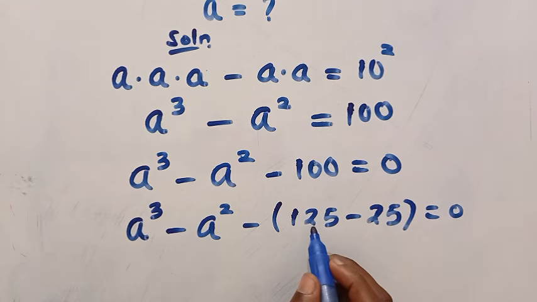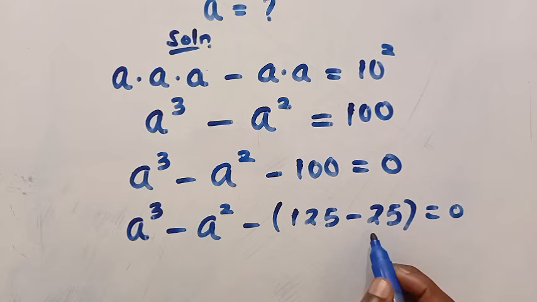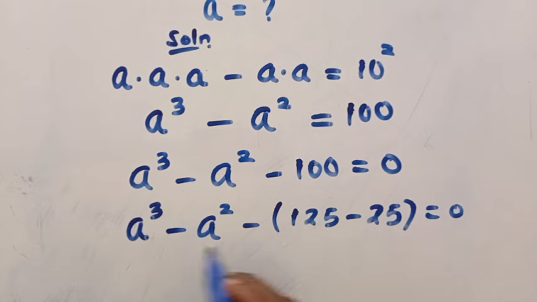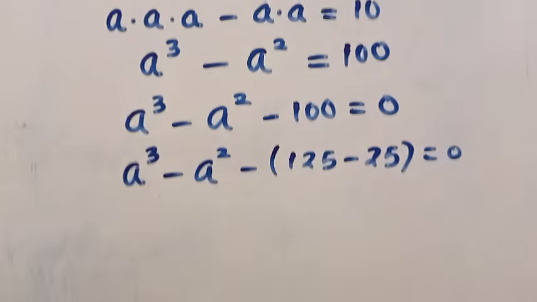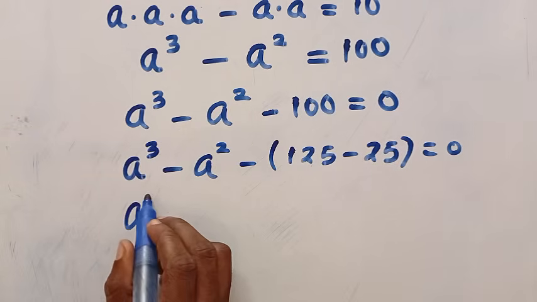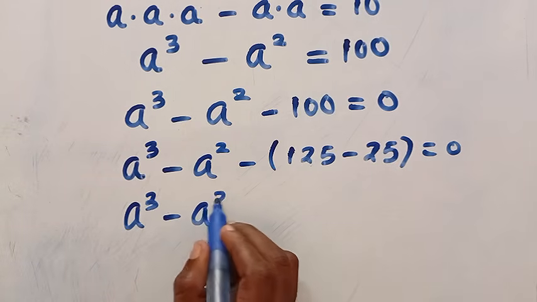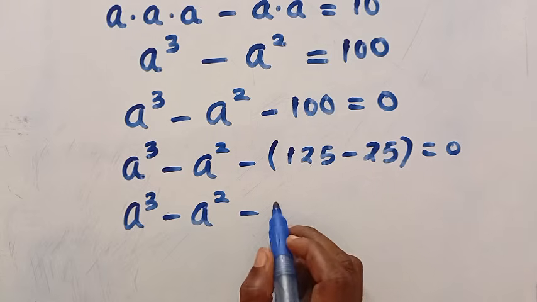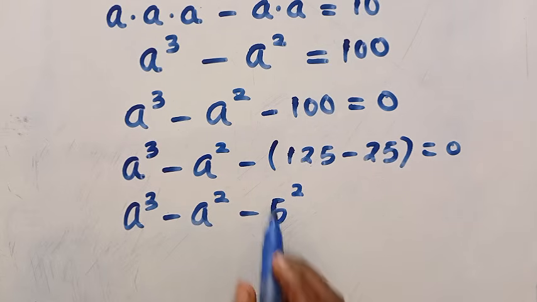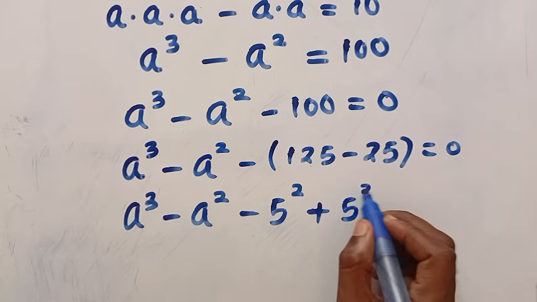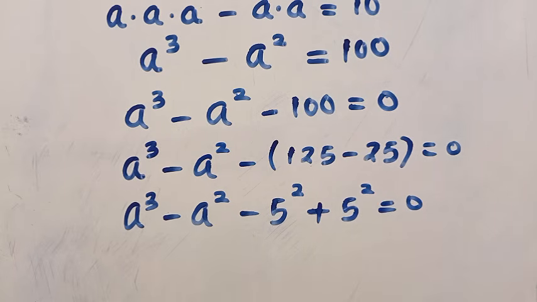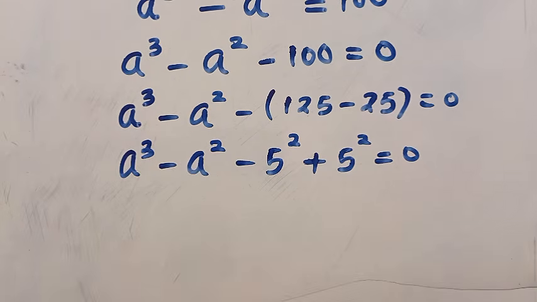Because we can express this 125 as the power of 3, having the same base corresponding to this as the power of 2. We have 125 as 5 raised to power 3, and this 25 as 5 raised to power 2, which is in accordance with these two that we have. Then, by rewriting this as A power 3 minus A power 2 minus, this is 125 written as 5 raised to power 3, then minus multiplied by minus, that is plus, and here is 5 raised to power 2, everything equals 100. And considering this, we have to group this.